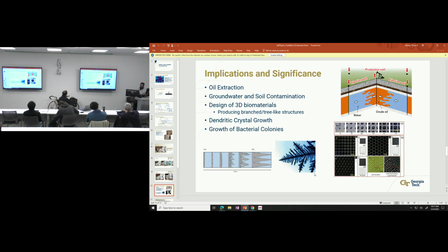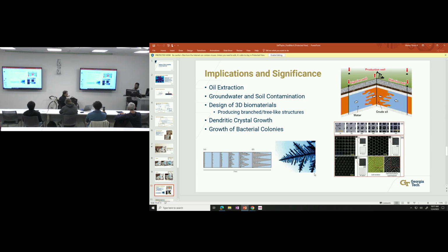This has important implications in oil extraction, where water is injected into the ground to push crude oil up into the production well. It's also important when you think about groundwater and soil contamination and how that contamination is going to spread.